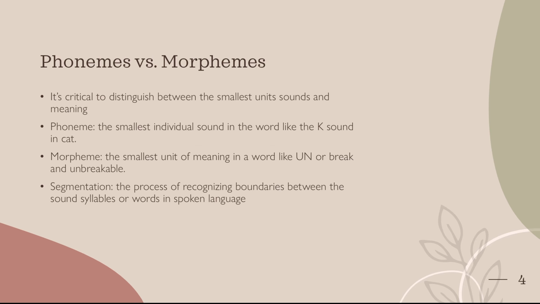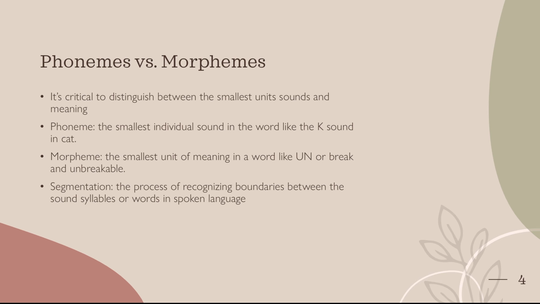Moving on, we are doing phonemes versus morphemes. Our first bullet point would be that it's crucial to distinguish between the small unit sounds and meaning. Breaking it down, we have phoneme. Phoneme is the smallest individual sound in a word, like the K in cat. K, at, k, k. The sound is the key, but the letter is the C.